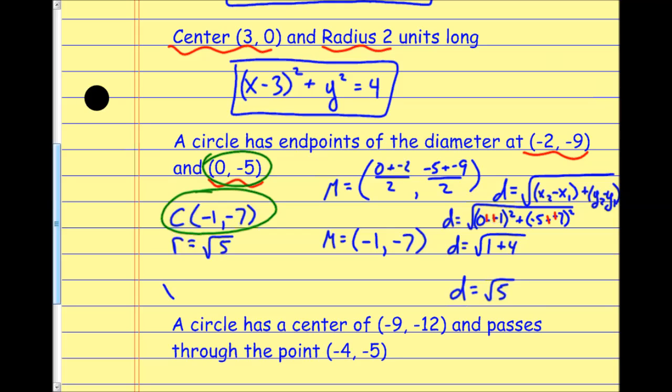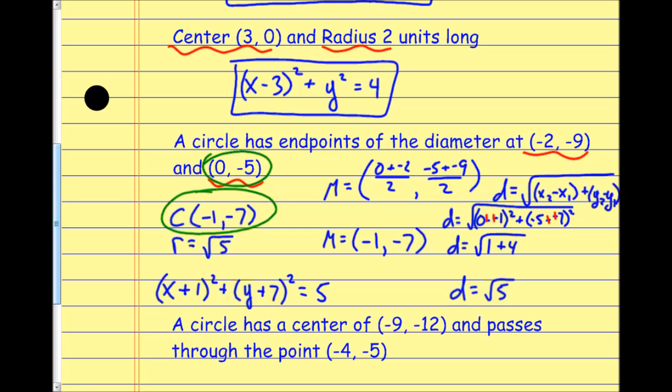X minus h, which is negative 1, which is like plus 1 squared, plus y minus k, which is the negative 7, which is going to be like y plus 7 squared, equals r squared. Well, if I take that r value, the square root of 5, and I square it, it gives me just a 5. And that's why I leave it in radical form, because when I plug it into my equation, I'm going to be squaring it anyway.